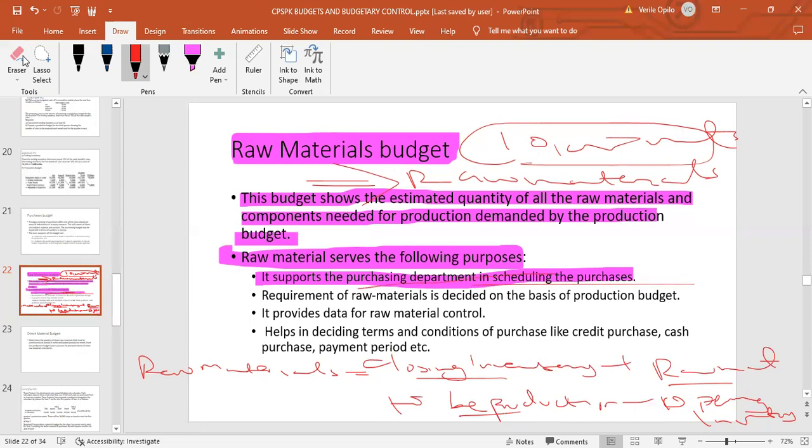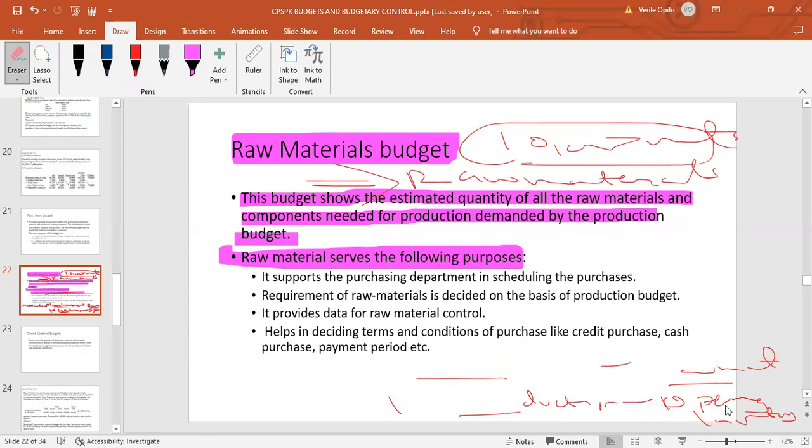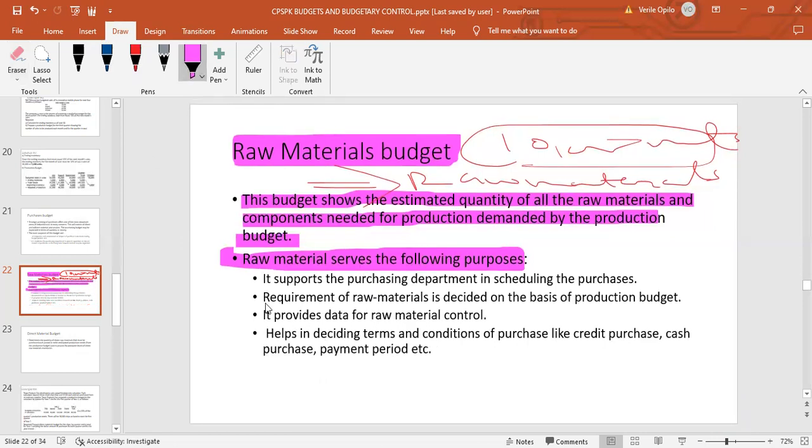The other important purpose of having the raw materials budget is that it shows the requirement of raw materials, which is decided on the basis of the production budget. In this case, you can know how much raw materials is needed based on the production budget. This one is actually a continuation of this point here.